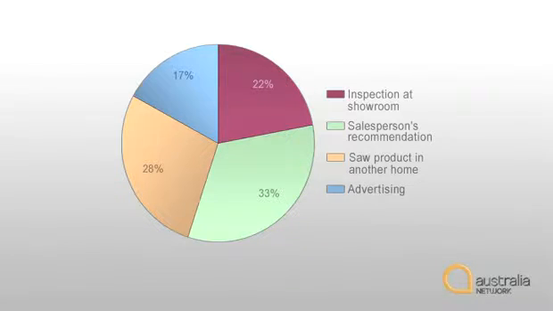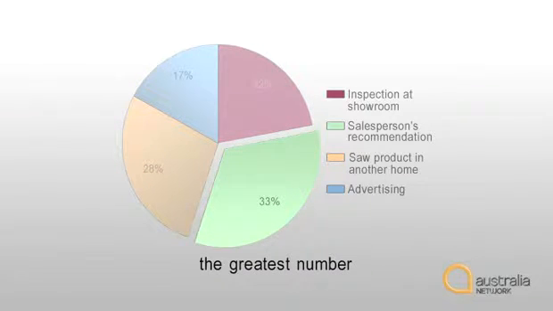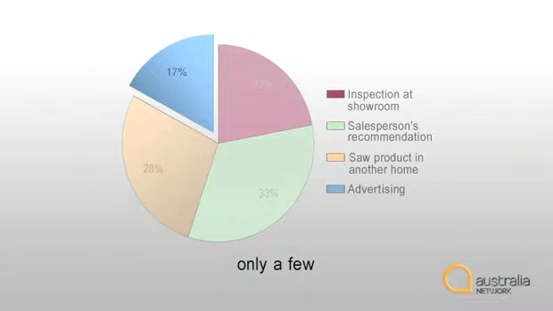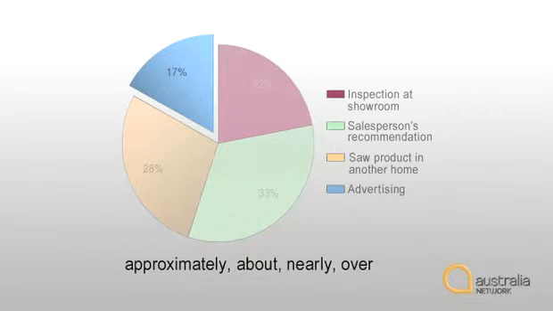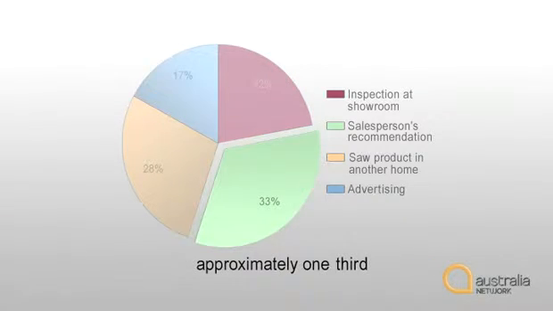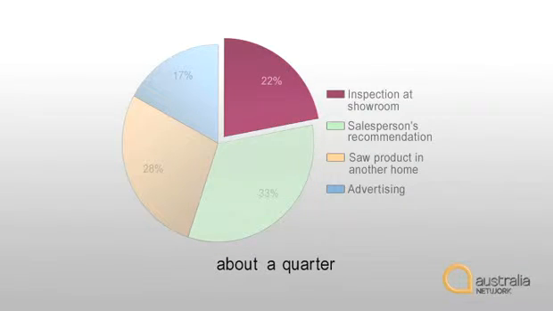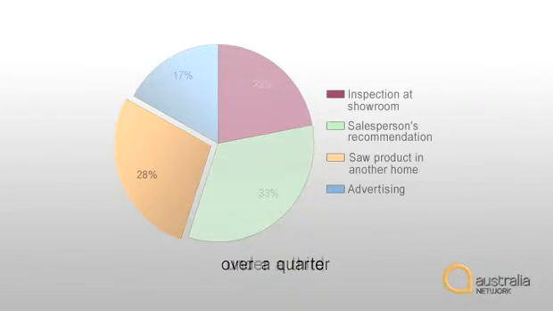Looking at the reasons for decisions, we are comparing 4 groups of people. We can use descriptive words such as many, some, a few. And we can say the greatest number or the highest percentage. The greatest number of people went by the salesperson's recommendation. We could say only a few relied on advertising. And we can use words like approximately, about, nearly, over and under. Approximately 1/3, about a quarter, over a quarter, under a third.